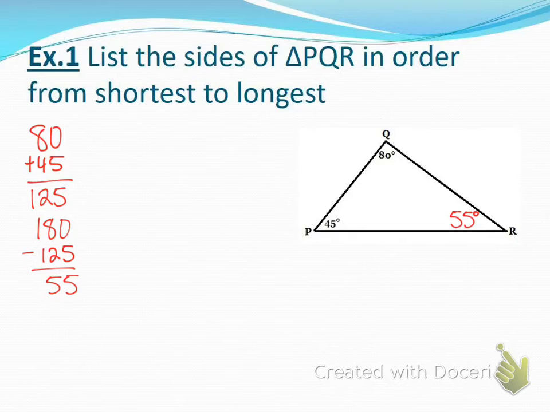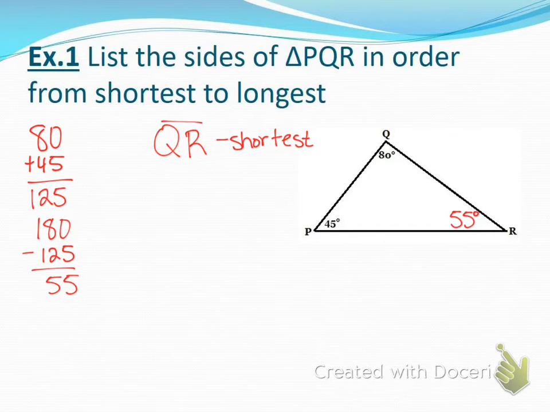Now that we know that, we can do this problem based on the angle. So we are not doing this based on what the triangle looks like, because in my opinion, QP looks like the shortest side. But based on the angles, what's really the shortest side? QR, the one that's across from the smallest angle. So QR is the shortest.